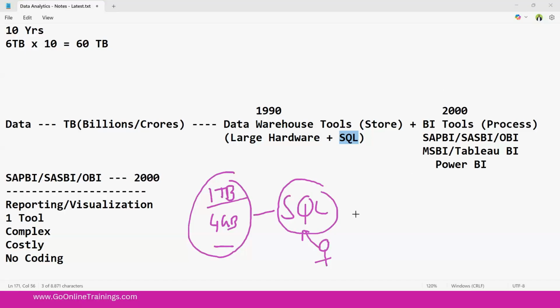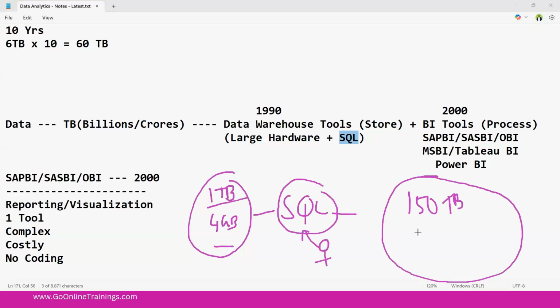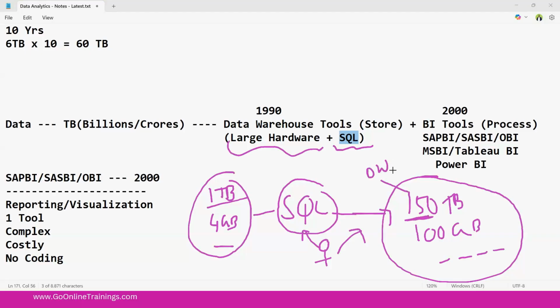My friend bought one more computer: 150 terabytes of hard disk, 100 GB of RAM, and a lot of processors running. So when you install SQL, what data can I insert now? The hard disk capacity is 150 terabytes, right? So this is bigger hardware. The software is the same. This will be an Oracle data warehousing machine. This is simply your laptop.